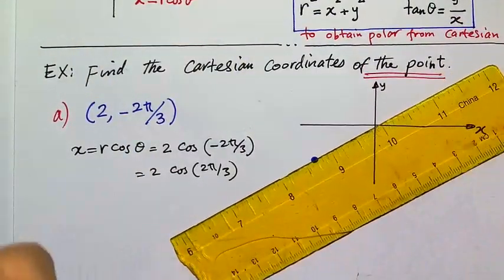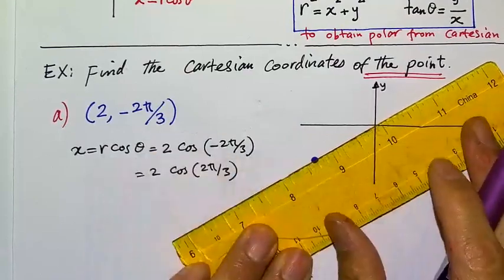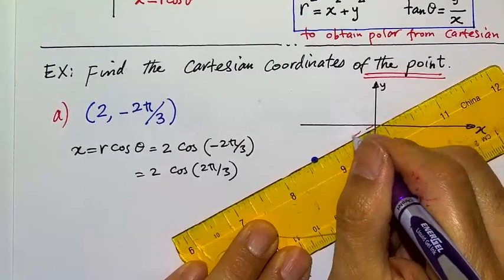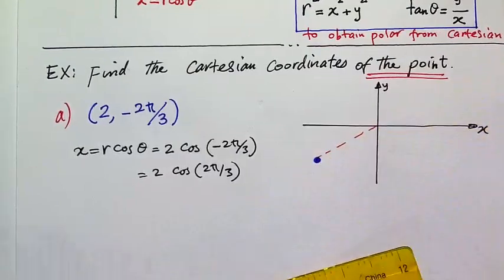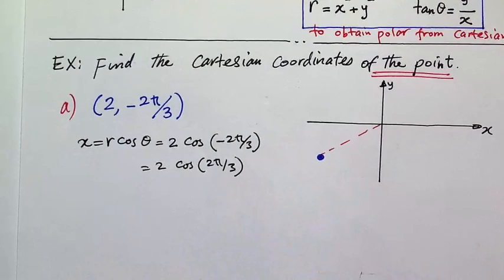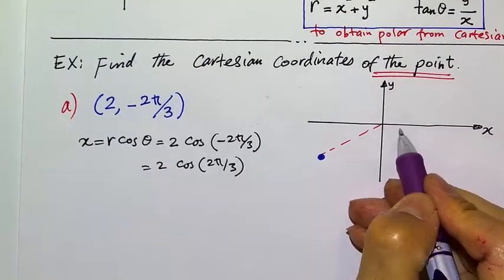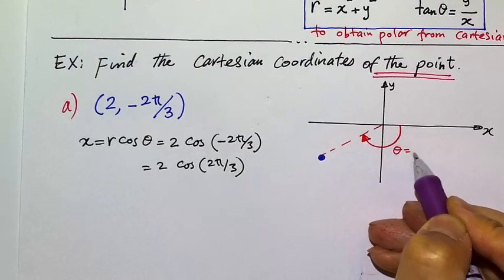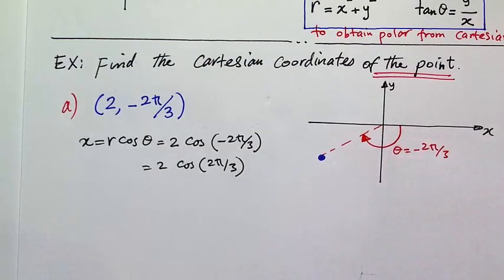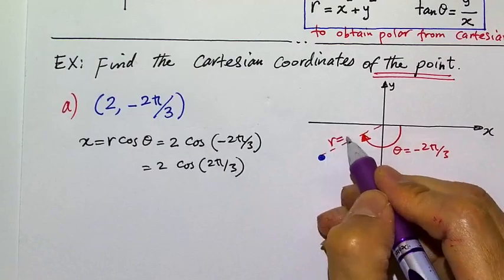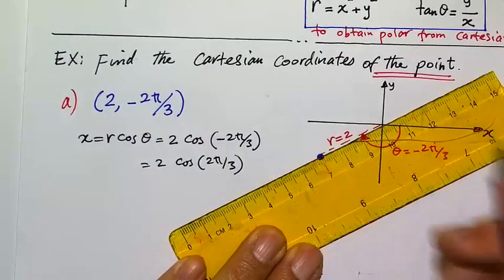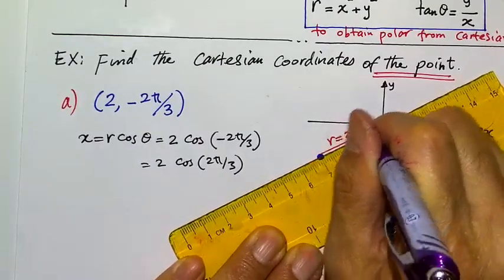With r, or 2, being the distance from the pole to this point. And of course, the angle that we traced, because it's negative, is going in the clockwise direction from here to here. So this is theta equals minus 2 pi over 3, and this is r equals 2. And I don't know why I drew that dashed. It should have been a solid line, so let me make that a solid line like that.